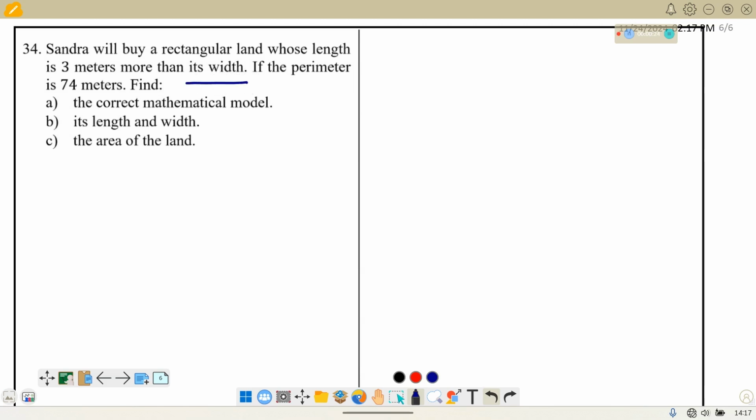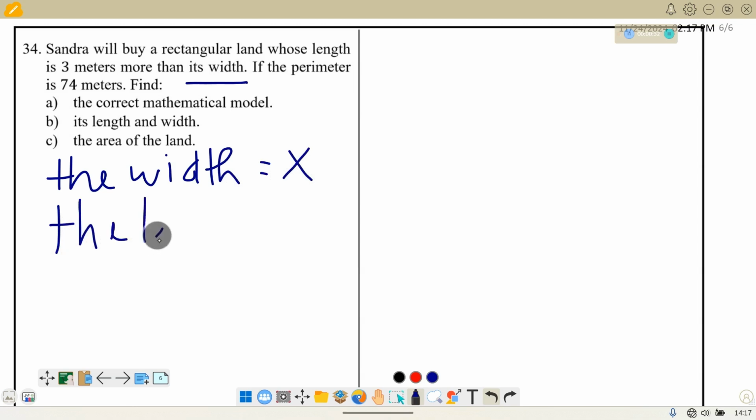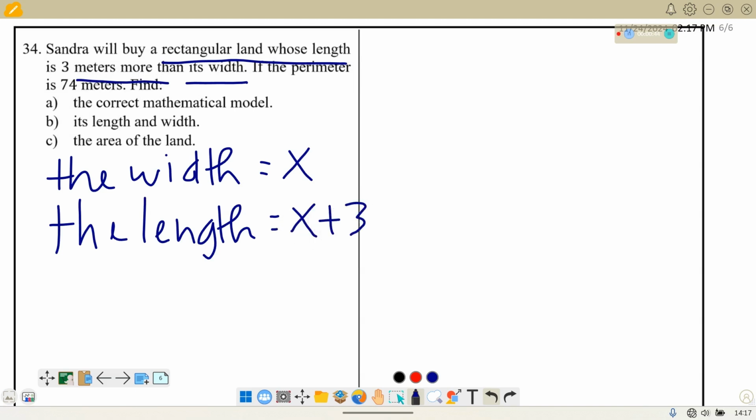Okay, let's say the width is x. Then the length, the rectangular land whose length is 3 meters more than the width, means x plus 3. Okay, this is the correct mathematical model.